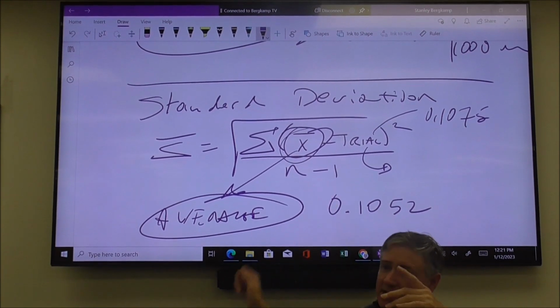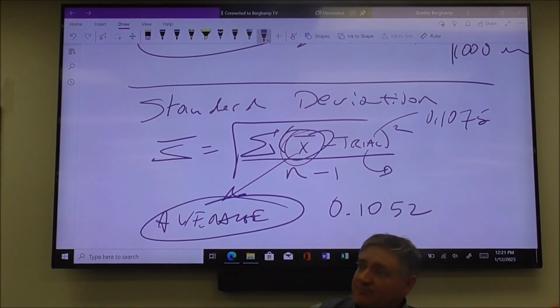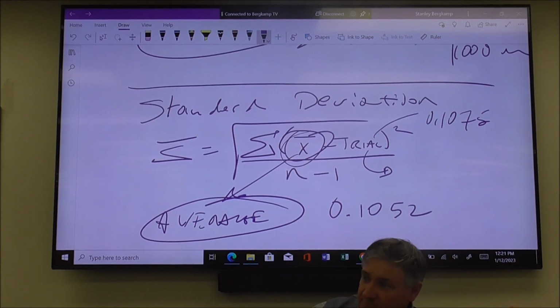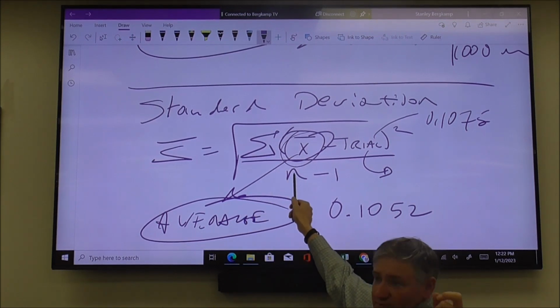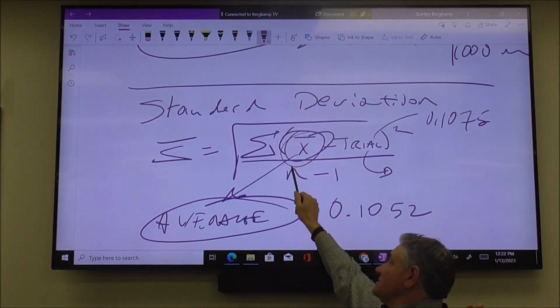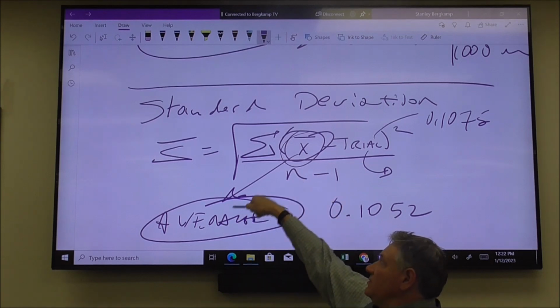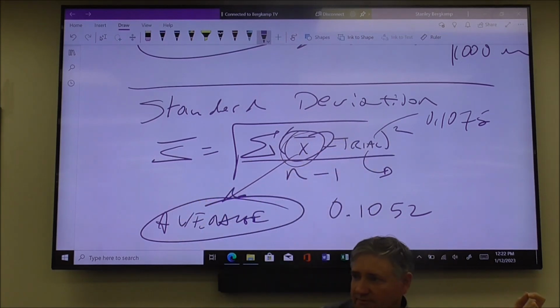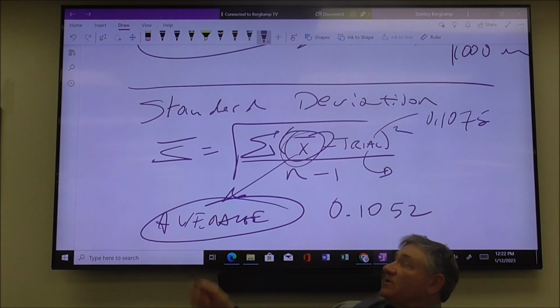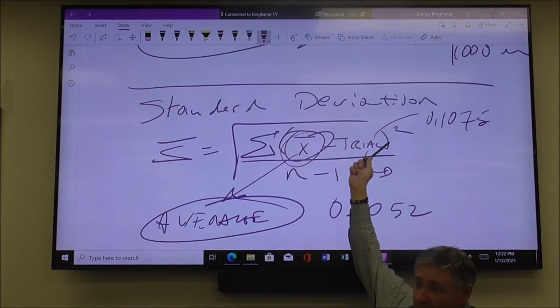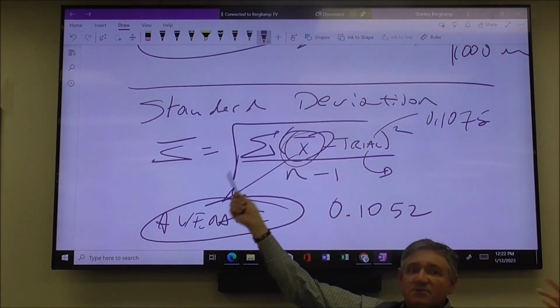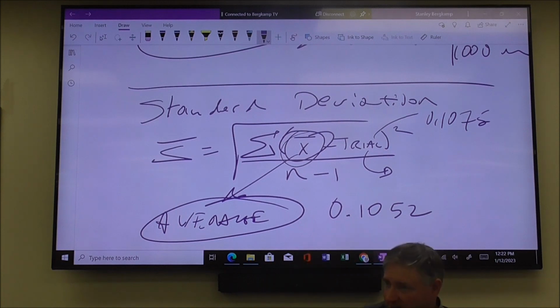N minus 1, N is the number of trials. So in this case, this is going to be 3. So you're going to take 3 trials, N minus 1, so I'm going to take 3 minus 1, divide that by 2, and then I'm going to take the square root of everything. And I'm still going to end up in molarity, because this is molarity squared. Then I'm going to take the square root of molarity squared, so I end up back at molarity.